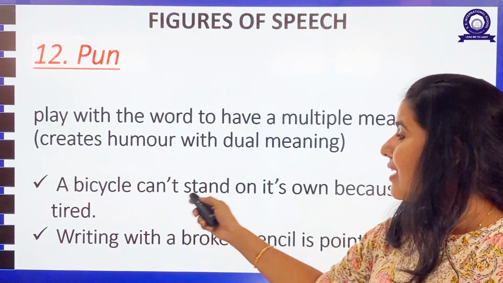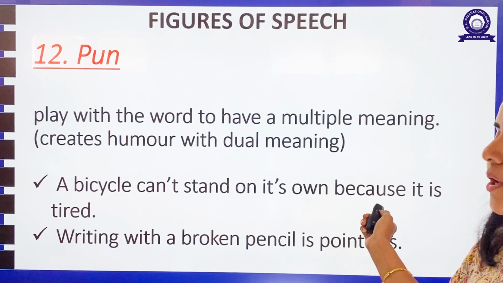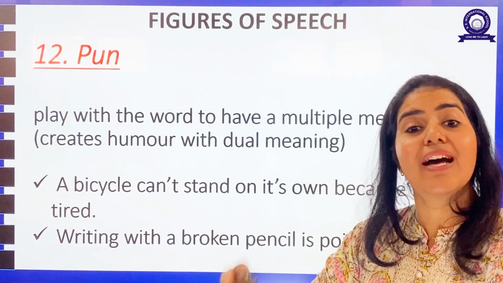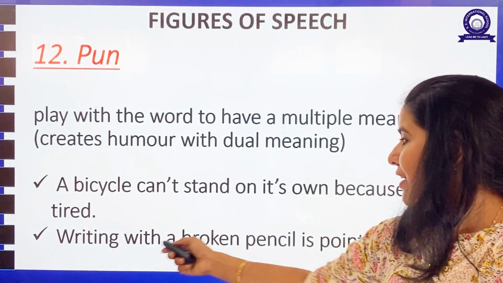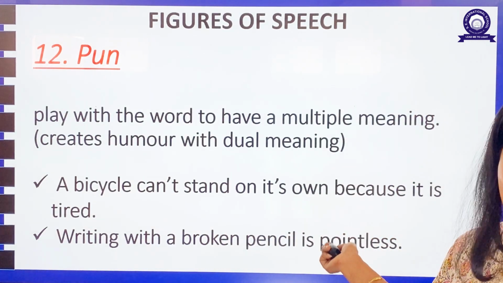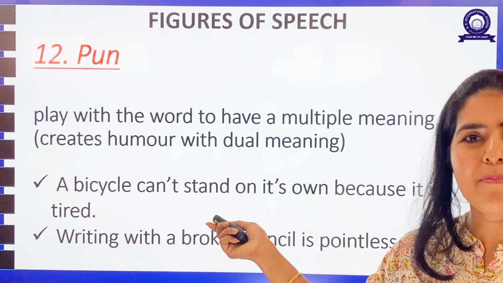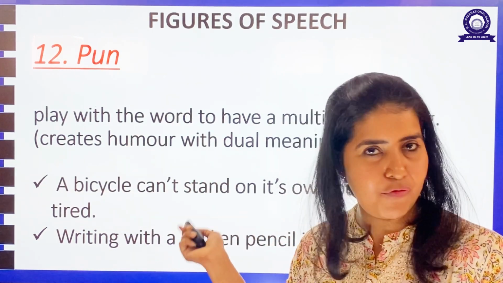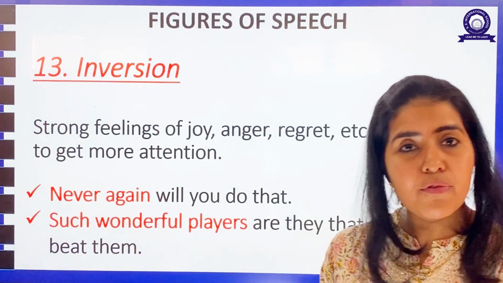Like a bicycle can't stand on its own because it is tired. Tired here means one is getting exhausted and the other is the tire. Okay. Writing with a broken pencil is pointless. So to add some pun and some humor in the sentence, you use such kinds of figures of speech.